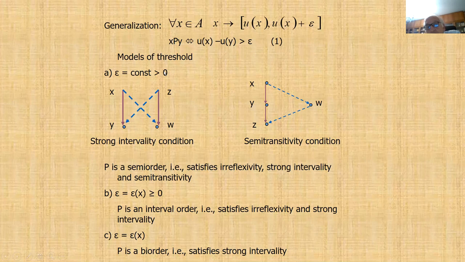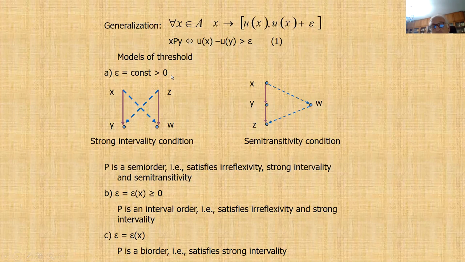There are several models of threshold. I call this epsilon a threshold function. And there are several models. One model was considered later on. It was first considered in an article by Richard Duncan Luce, a very famous, very great scientist whose books like Games and Decisions influenced the scientific community enormously. In his article, as far as I remember from 1956, he considered the case of epsilon constant and greater than zero.